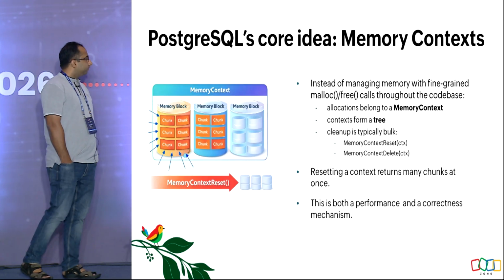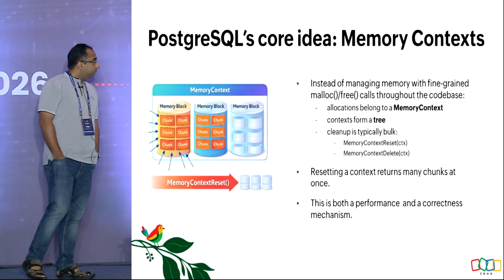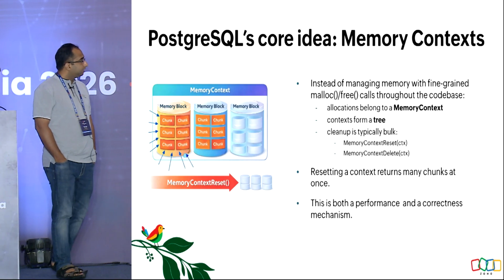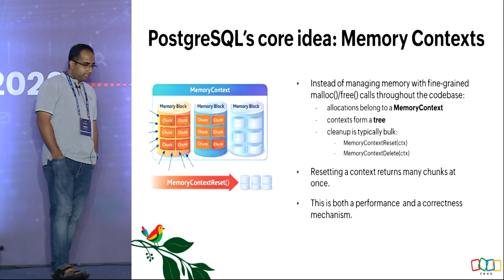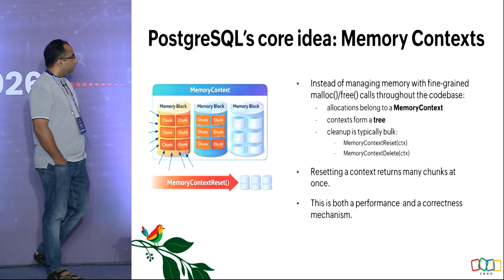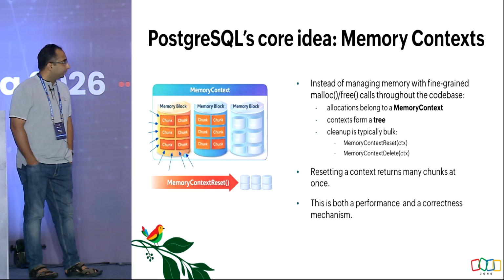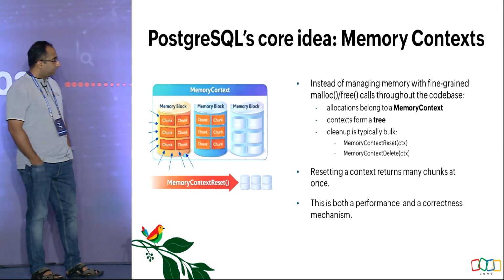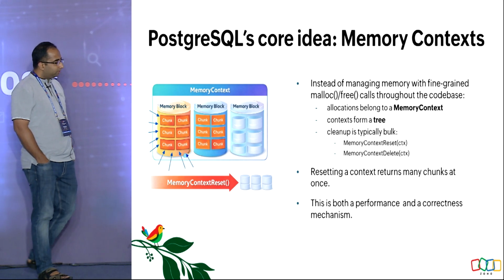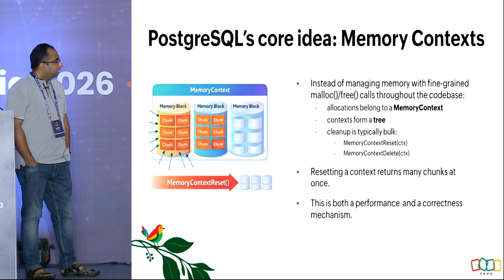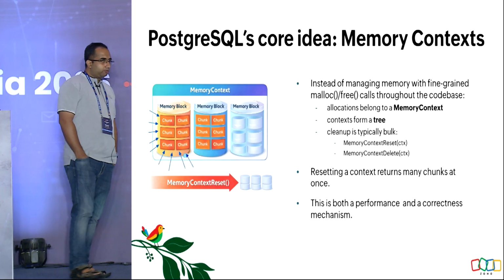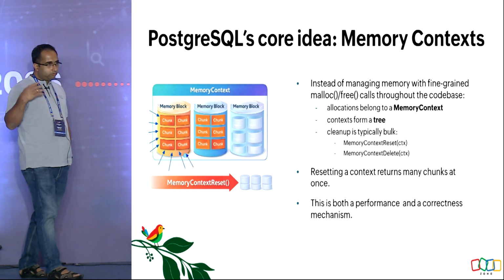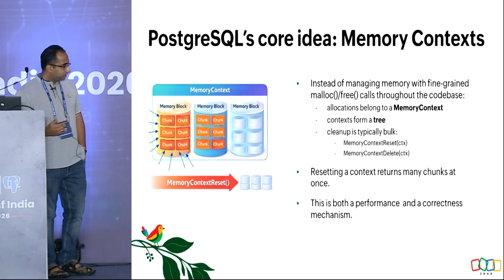And the contexts themselves form a tree kind of structure, and the cleanup mostly happens in bulk using a reset or a delete API. Now the reset is going to clean up everything but the context itself. Delete is going to delete the context as well, and this could be considered both a performance and a correctness mechanism, whereby you basically free up all the resources correctly.